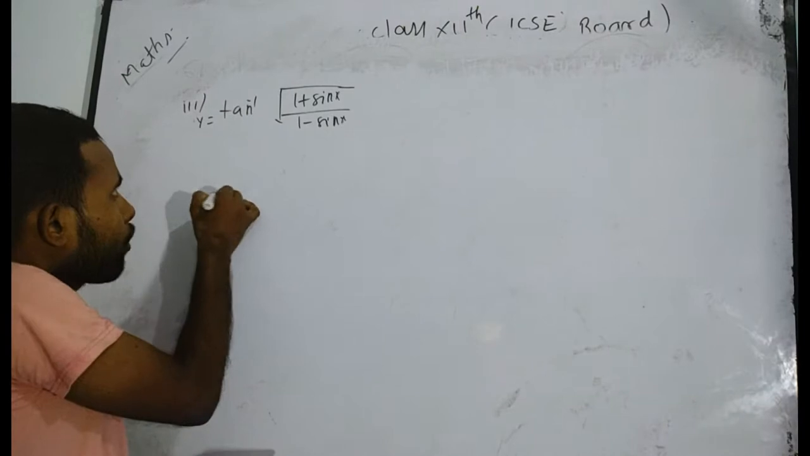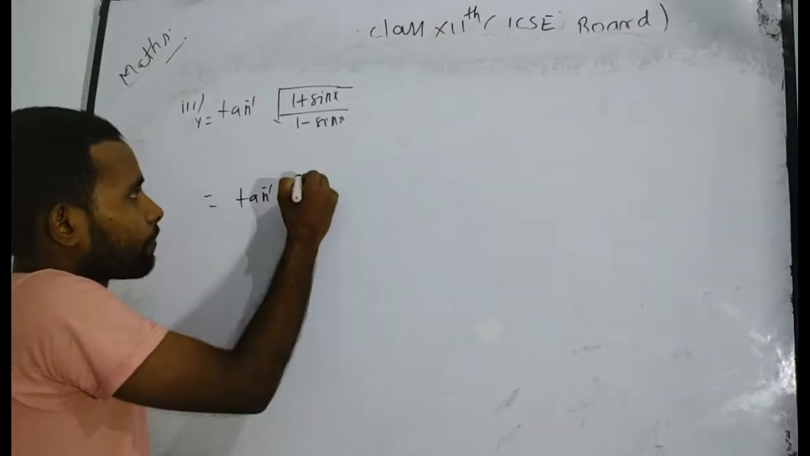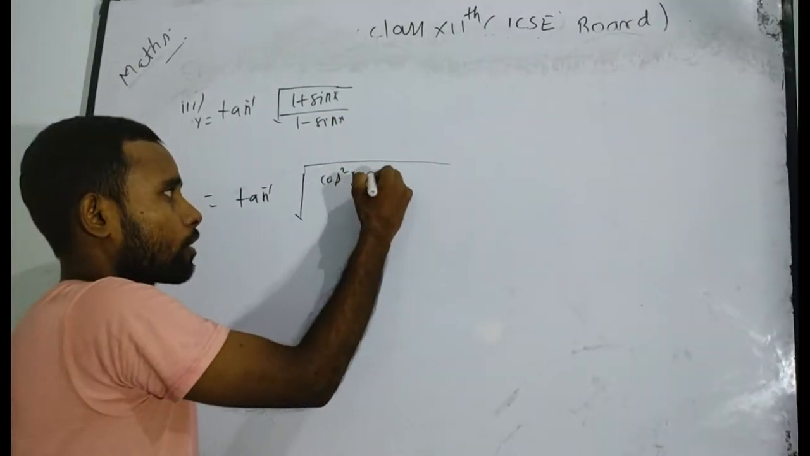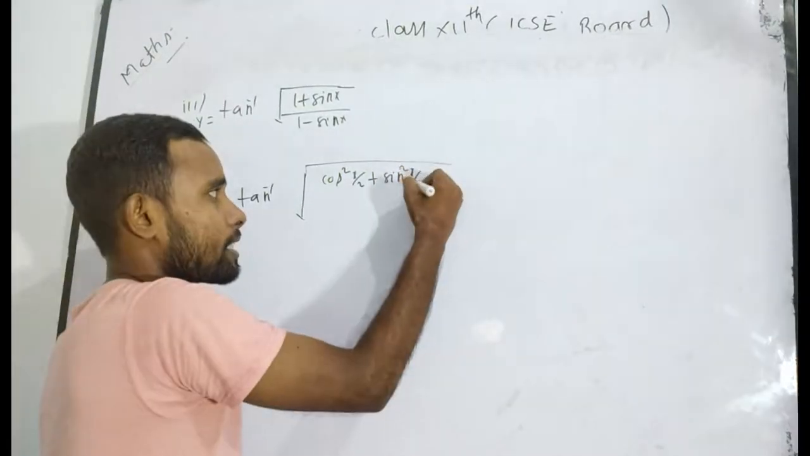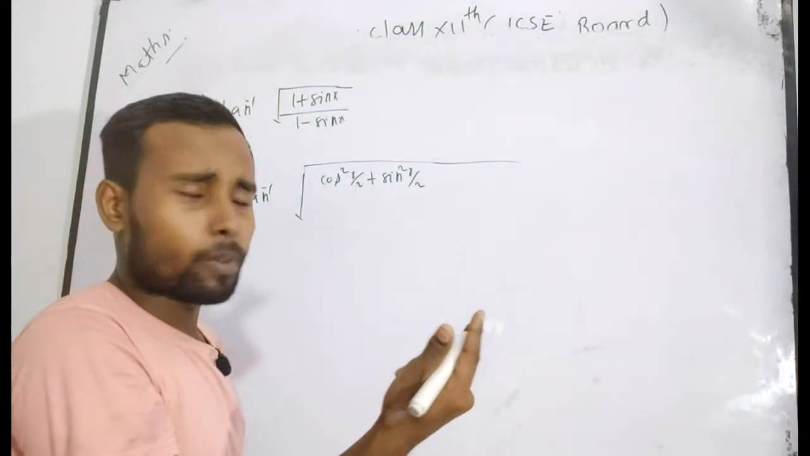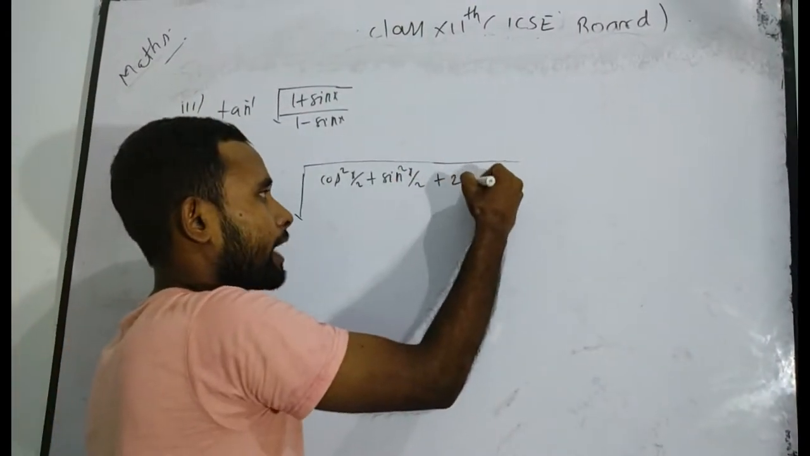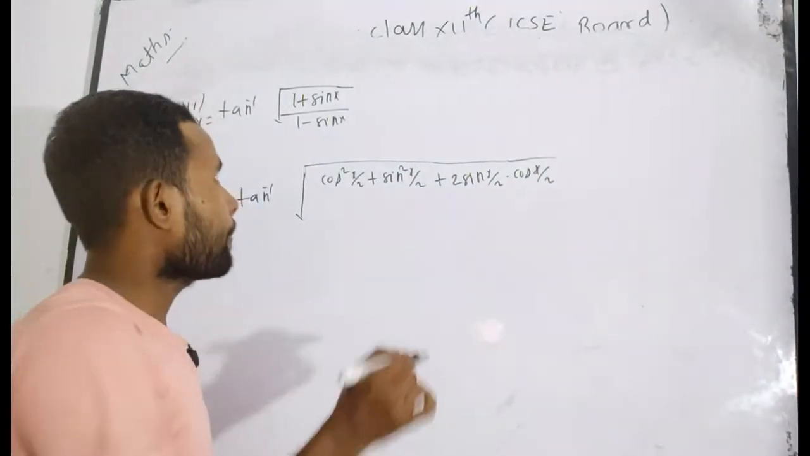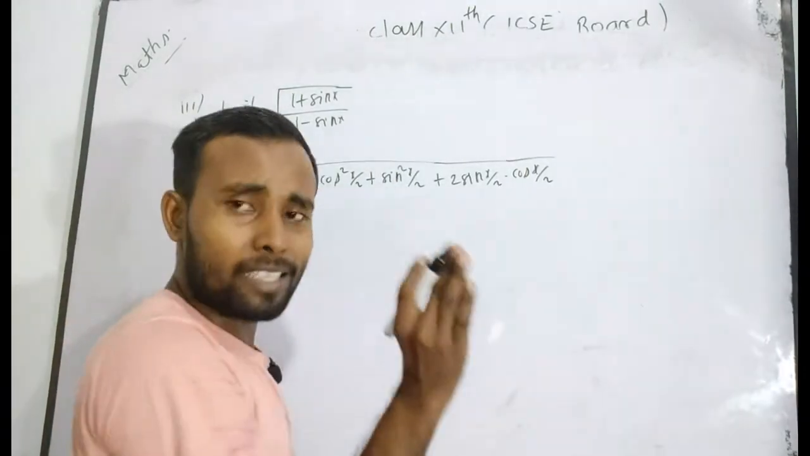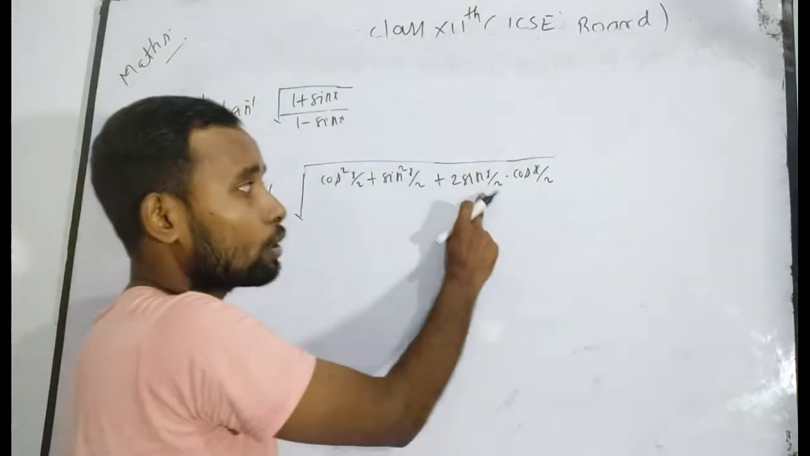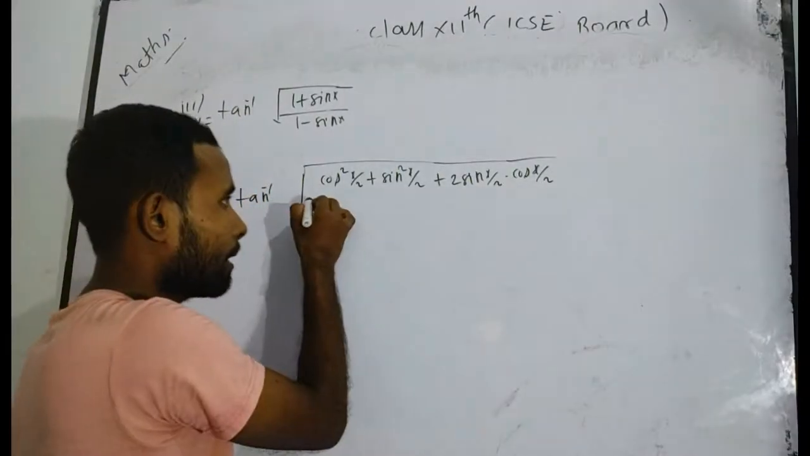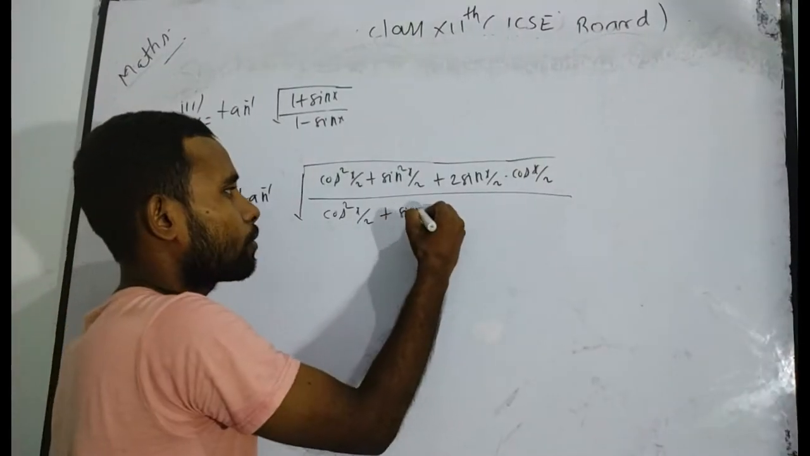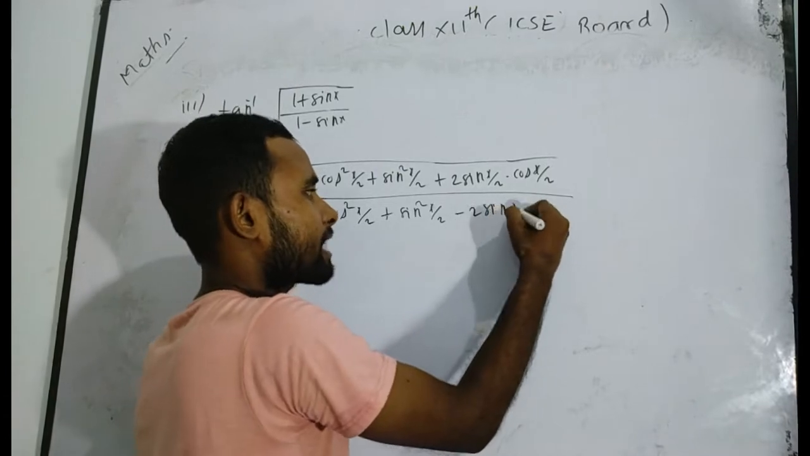For simplification, can I write in place of 1 under the root cos square x by 2 plus sin square x by 2, because cos square theta plus sin square theta is equal to 1, and in place of sin x you write 2 sin x by 2 into cos x by 2. Simply, 1 is equal to cos square x by 2 plus sin square x by 2 using the formula, and sin theta is equal to 2 sin theta by 2 into cos theta by 2. Similarly, in the denominator in place of 1, we write cos square x by 2 plus sin square x by 2 minus 2 times sin x by 2 into cos x by 2.